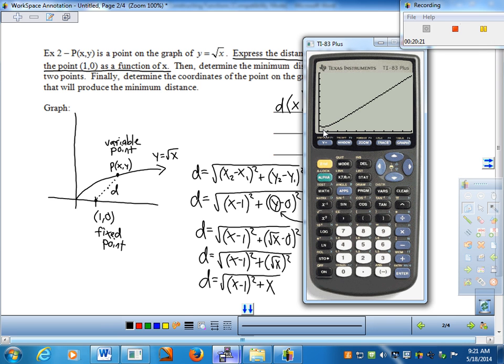Let's go get it. So second, and then trace, so that nice calculate menu. We go to minimum, and I'm going to bring it on in there as best as I can. Probably do this a little faster than me.